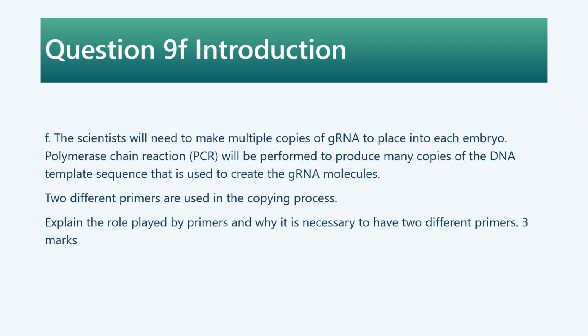The scientists will need to make multiple copies of gRNA to place into each embryo. Polymerase chain reaction, PCR, will be performed to produce many copies of the DNA template sequence that is used to create the gRNA molecules. Two different primers are used in the copying process. Explain the role played by primers and why it is necessary to have two different primers. 3 marks.